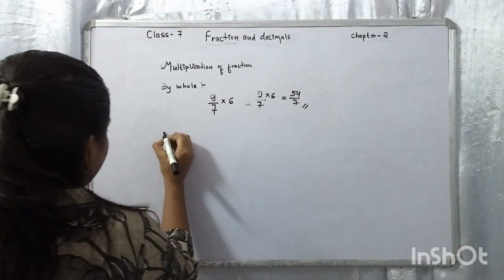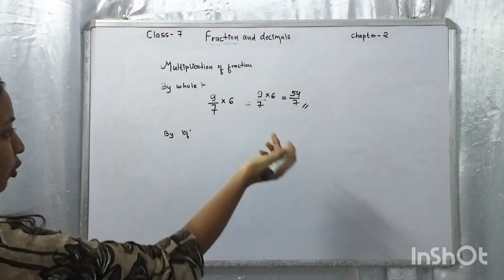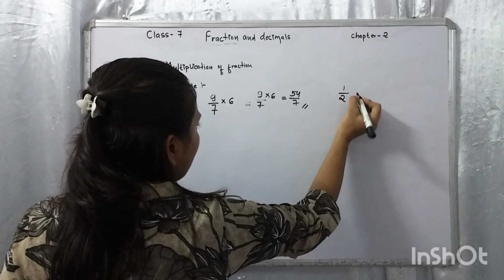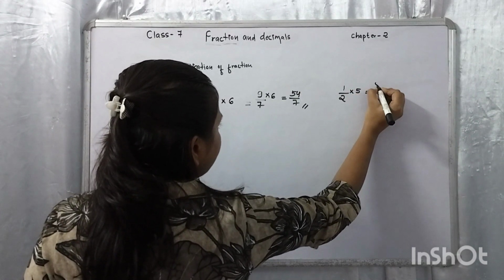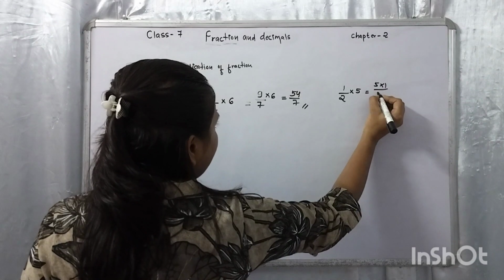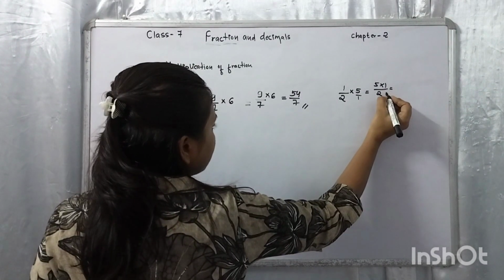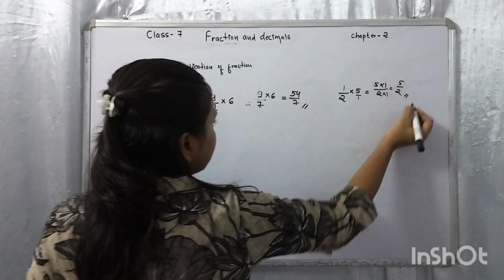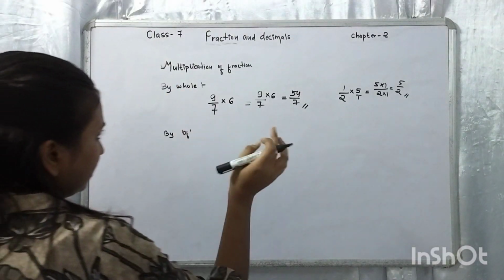Now if you want more examples, I can provide you. For example, if you need to multiply 1 by 2 with 5, what will you do? You will do 5 into 1 by 2. Because there is no number, or if you assume it as 1, so 2 into 1, this will be 5 by 2. So this is how we multiply any fraction with a whole number.